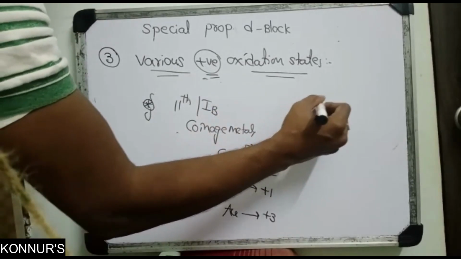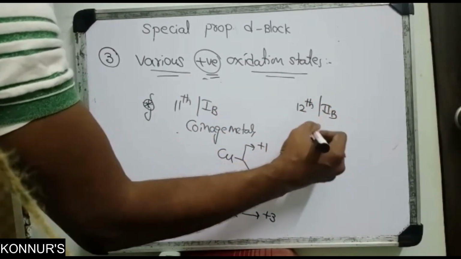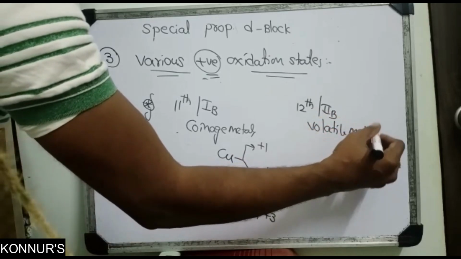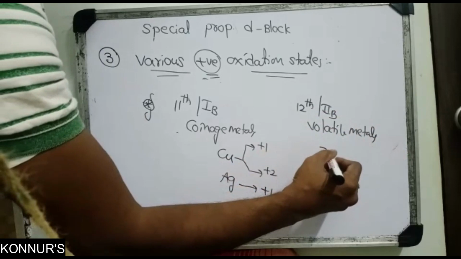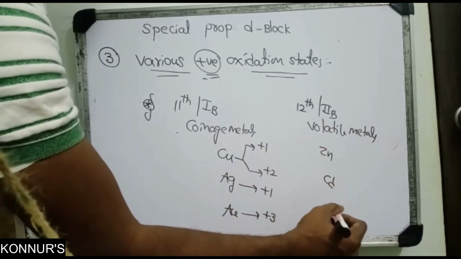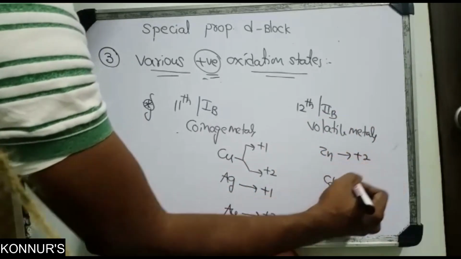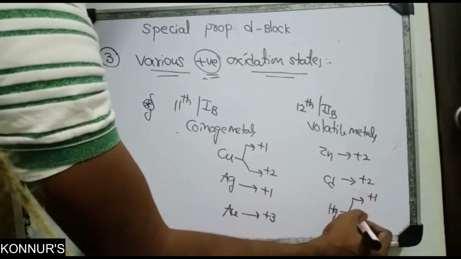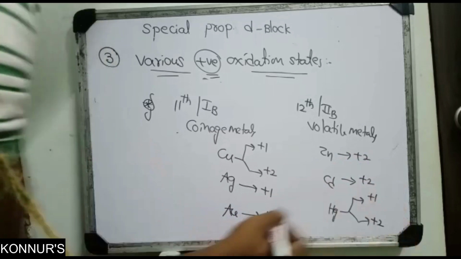Next, 12th group, otherwise second B, what do you call them? Volatile metals. So what are they? Zinc, cadmium, mercury. Zinc is showing only plus 2. Cadmium also showing plus 2. Mercury is showing plus 1 and plus 2.